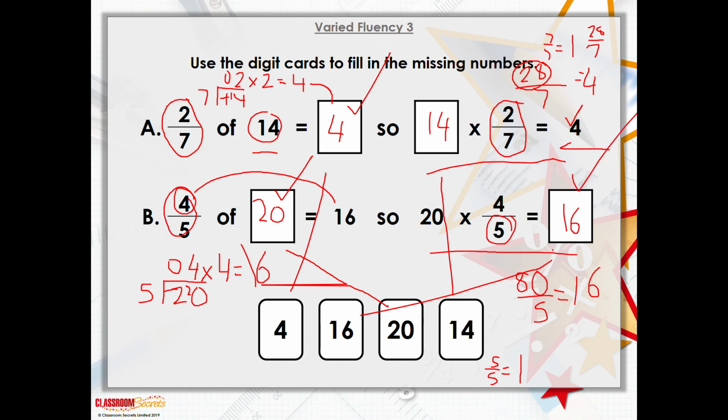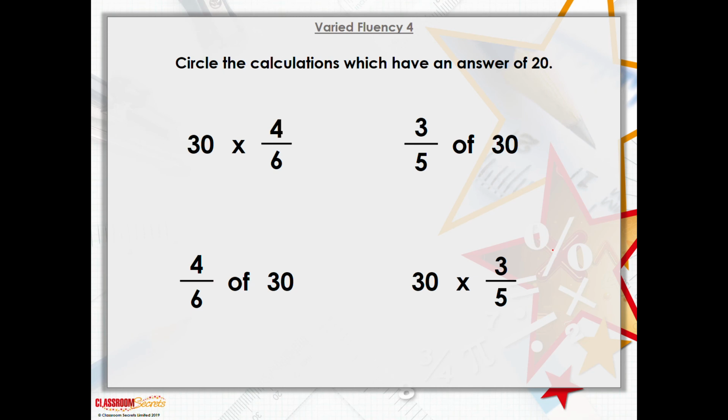Right, let's have a look at our next question. Our last one. Circle the calculations which have an answer of 20. So we've got multiplying a proper fraction by a whole number here and just here, and then in just these two here it's finding a fraction of an amount. So I'm going to start with the fractions of the amounts. I'm not going to circle it, just underline it. So I'm going to look at this one first of all.